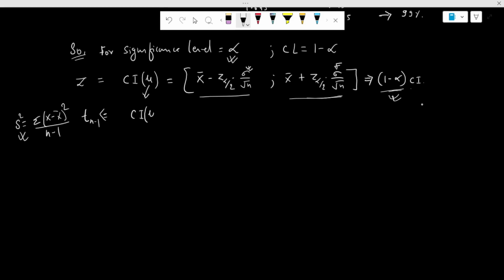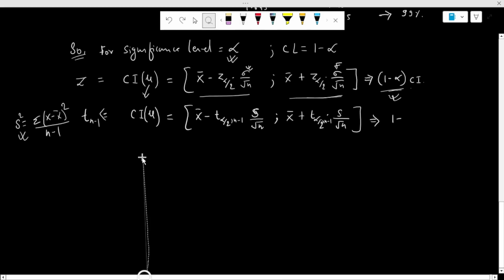So when the population variance is unknown, we estimate using the sample variance, and in that case the confidence interval of the population mean is given by x bar minus, in place of Z we use the T distribution with alpha by 2. The T distribution is also symmetric, with n-1 degrees of freedom, and in place of sigma we write s divided by root n. This is our lower limit and our upper limit, and again this is our confidence level.